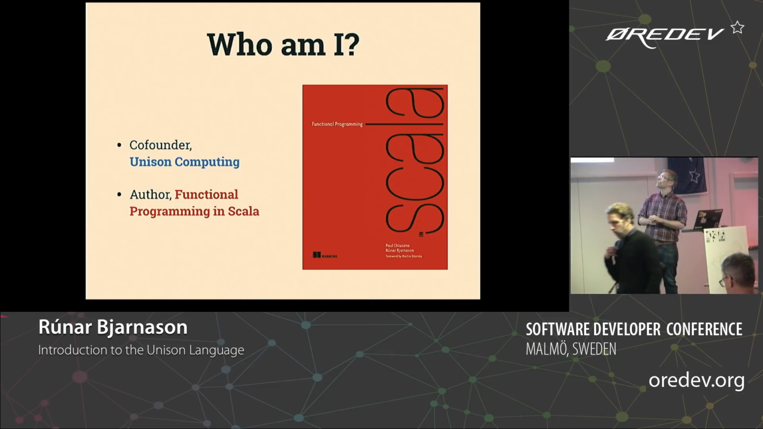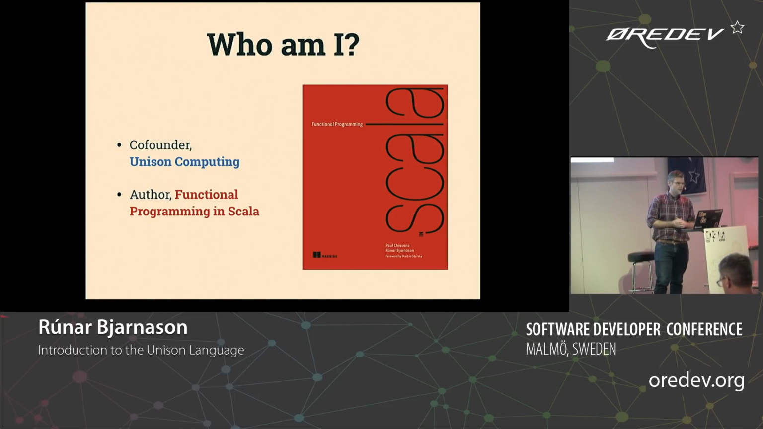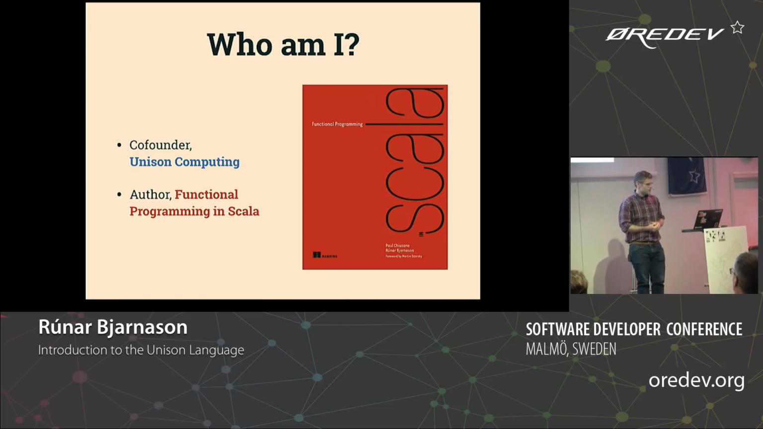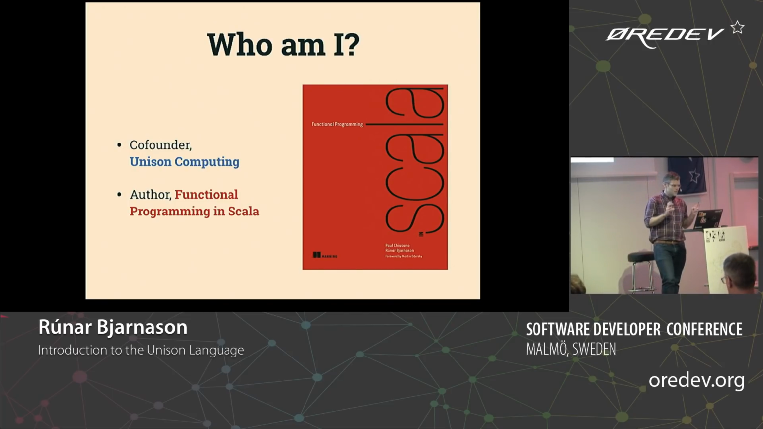So, who am I? A little bit about me. I'm a co-founder of a company called Unison Computing, and we're building the Unison programming language in Boston. I'm originally from Iceland, just across the pond from here. And I'm also an author of this book called Functional Programming in Scala, which in America is affectionately known as the Red Book.